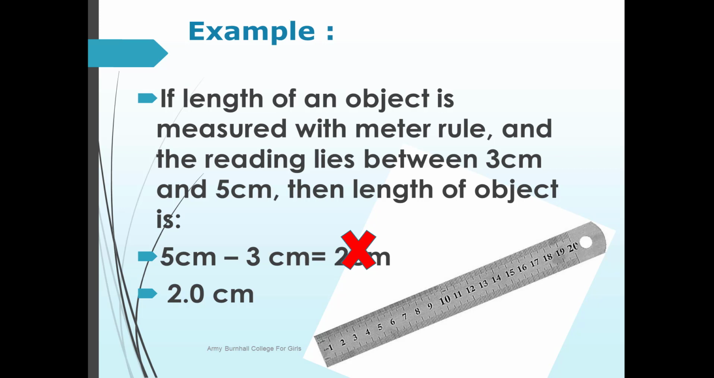So the correct way of writing the reading is 2.0 centimeter, because it is telling us about the precision of the measuring instrument. Keep this in mind that we have to write the readings in this particular way.